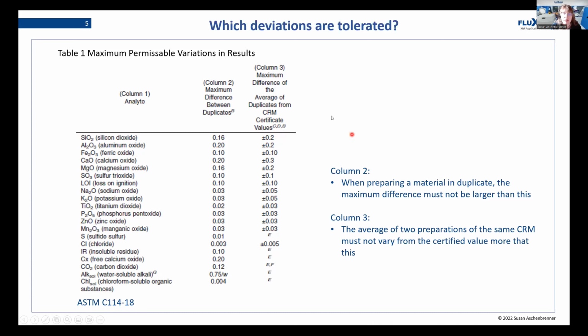So this is just the rules that are given by the ASTM norm. And as you see, they are given for all of the oxides that we are looking at today. There are some analytes where you do not have this column 3, this maximum difference of average of duplicates from the CRM certified value, but not in the case that we are handling today.